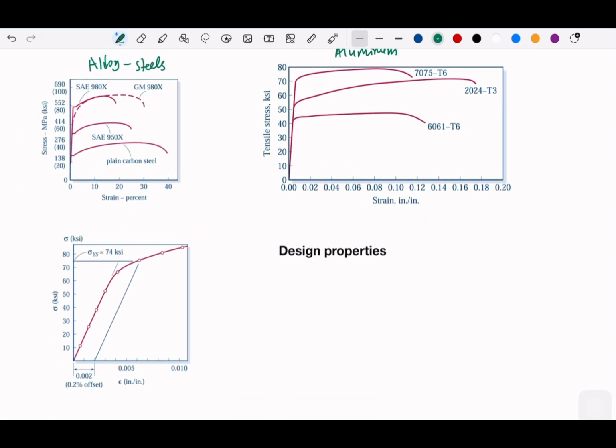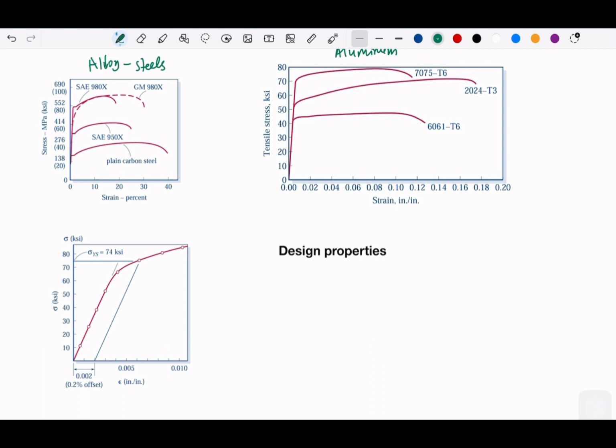Basically what you need to do is take the 0.2% offset from this graph. It means 0.002. So you take a ruler, you make a line, and this point becomes your yield stress. This is especially for the aluminum case. For aluminum, you cannot really see the yield point, so this is how you predict the yield point.